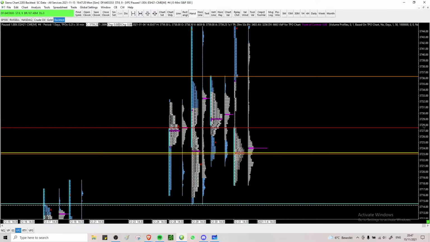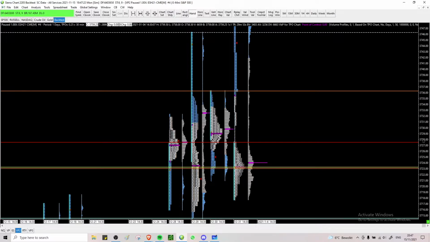Failed POC is kind of a long topic, but to make it short and sweet, this occurs when your value area or POC migrate towards the settlement, so the closing price. That usually tells us the market is too long.